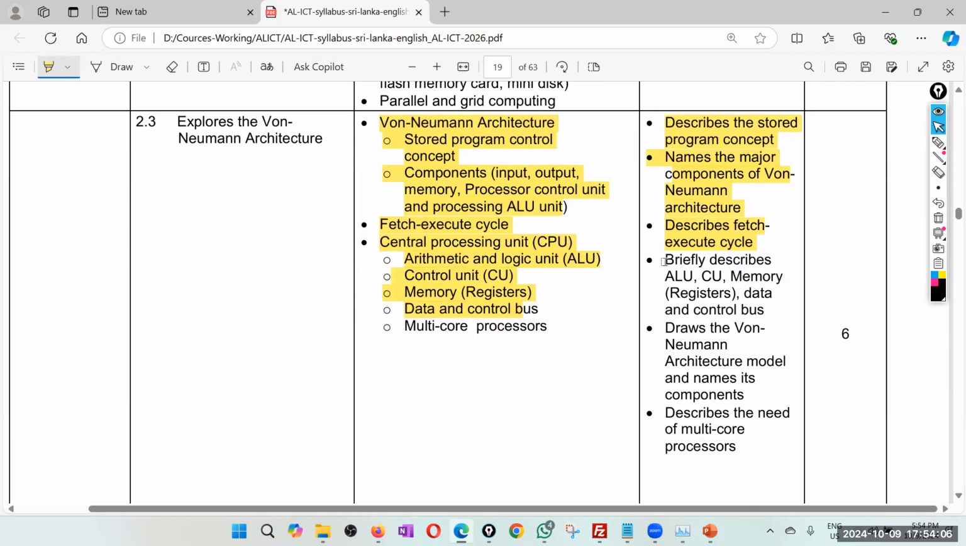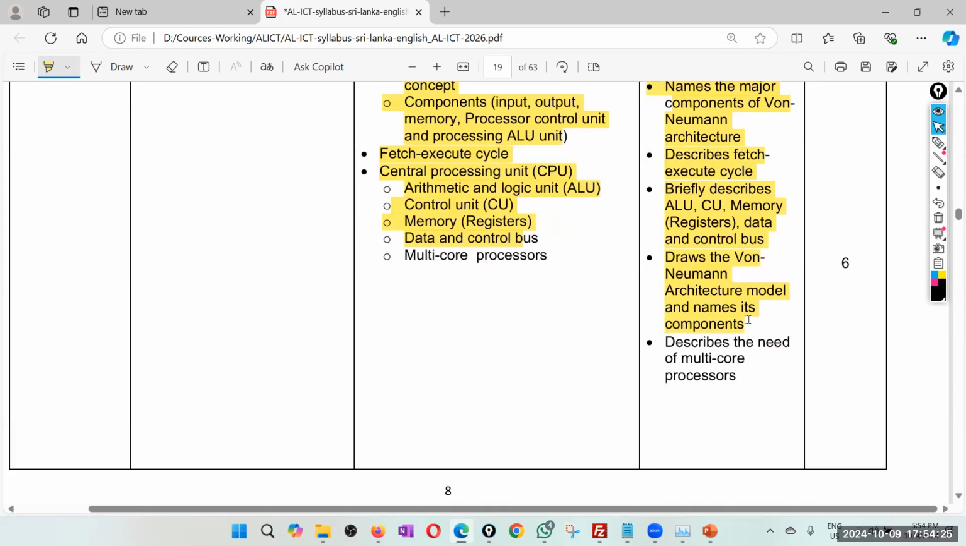This is your official A-level ICT syllabus from the Examination Department of Education. Briefly describe ALU, CU, memory, registers, data and control buses. Draw the von Neumann architecture model and name its components. So that is input, output devices and so on. Describe the need of multi-core processors. Still, we have not discussed multi-core processors.